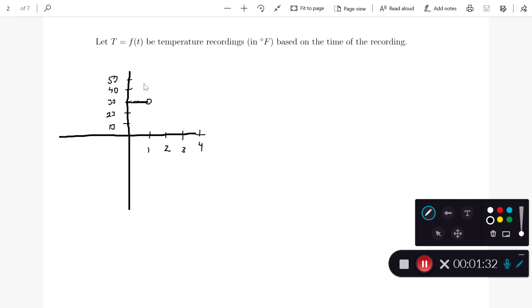And then after the first hour, you do another recording and say the temperature jumped up to 35 degrees. At the second hour, suppose it warmed up to about 40 degrees. And then at the next hour, let's suppose it got a little colder. This time it's down to, how about 25 degrees?